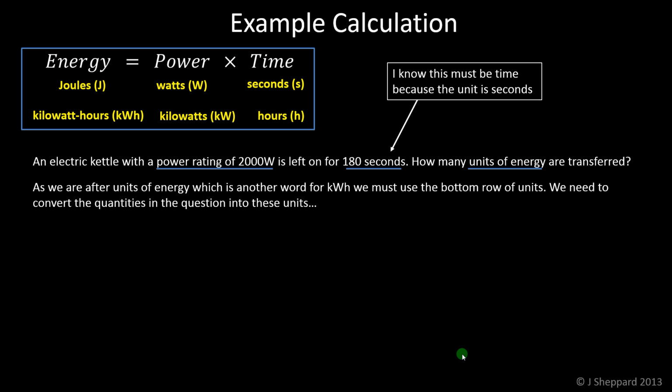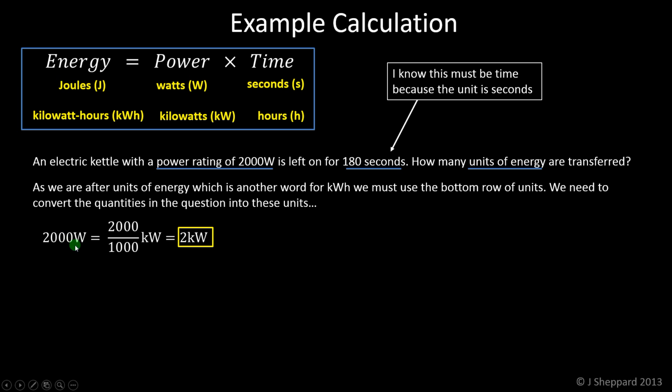So, as we're after units of energy, we've got to select which set of units here we use. Because we've been asked for units, which is kilowatt hours, okay, we need to use the bottom set. So if we're getting energy in kilowatt hours, we're going to have power in kilowatts and time in hours. And we don't have either of those at the moment. We've got our power in watts and we've got our time in seconds. So the very first thing we do here is convert the quantities we've been given into these units, kilowatts for power and hours for time.